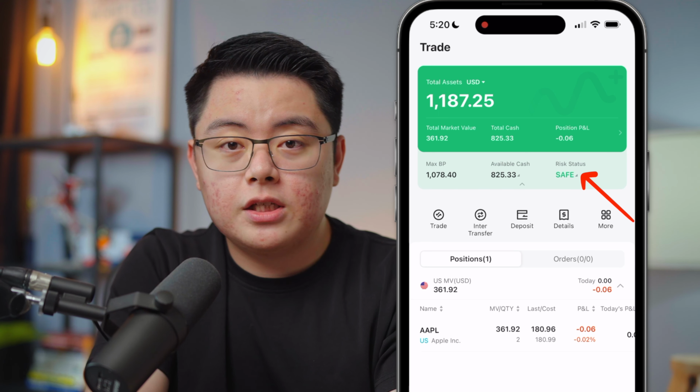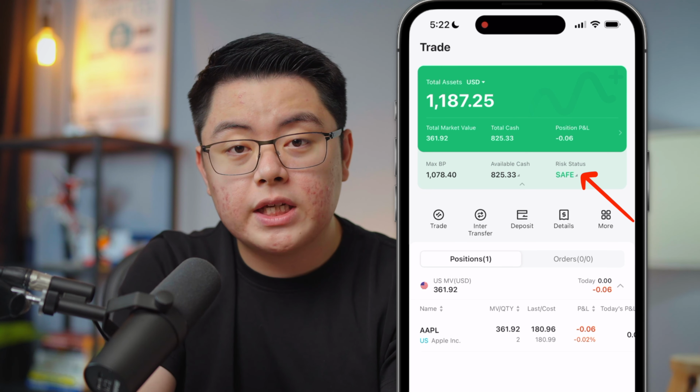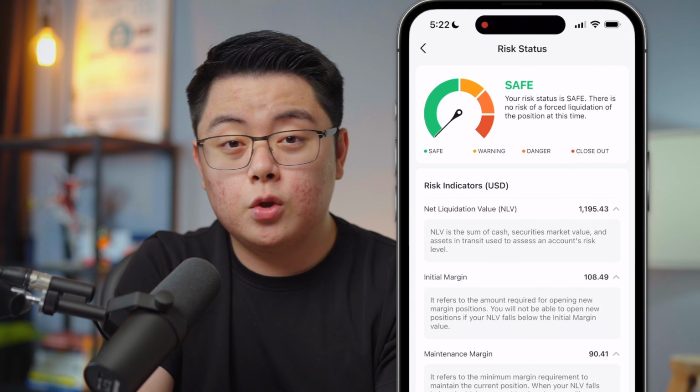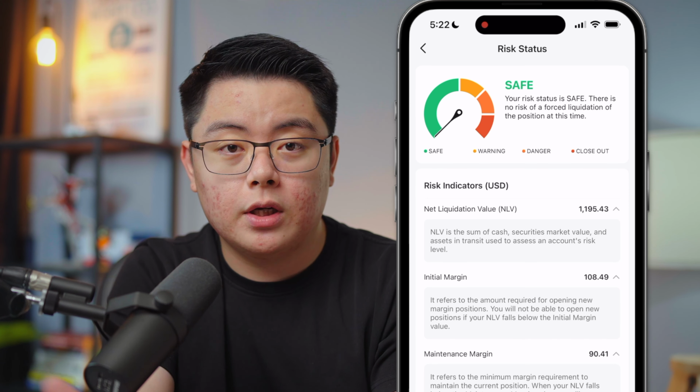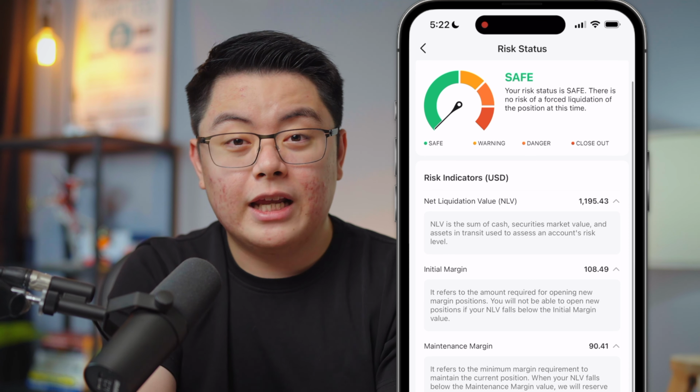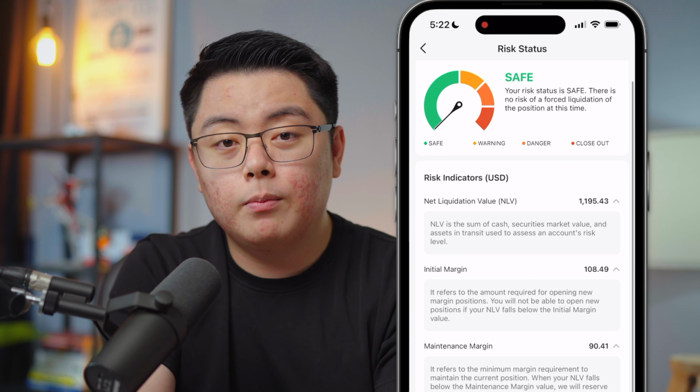and that is more than good enough for starters. Risk status, this is just another indicator telling you how safe or how risky is your account, which is usually based on the type of stocks you invest, how much margin you have, etc, etc. Basically your risk profile, and a better risk profile would mean you can take on more margin loan.